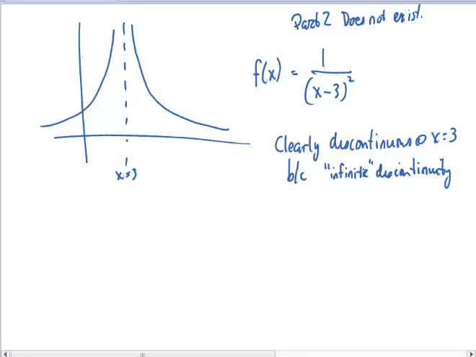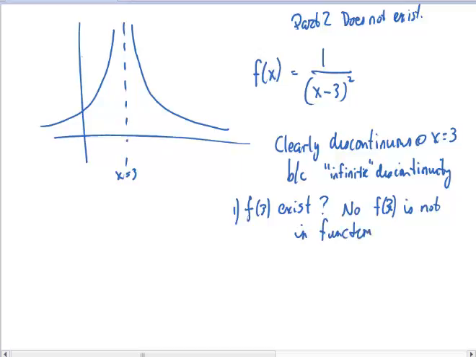But for AP Calc, for the justification on open-ended, you would have to state the limit rules. You would have to say, for the first part, does f of 3 exist? And right here you would stop because you'd say, well, no, f of 3 is not in the domain of the function. So therefore, you can't even check for continuity because there's not even a function value there.